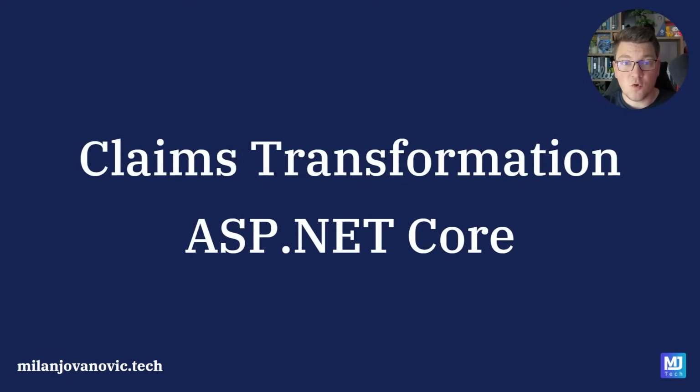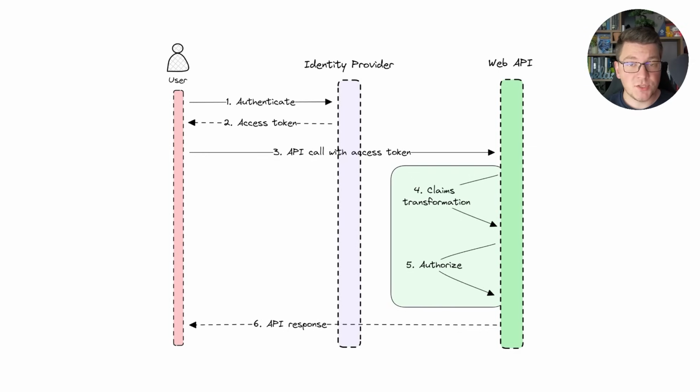Let's start with a quick explanation of claims transformation inside of ASP.NET Core. It's not uncommon that your system is going to contain a dedicated identity provider. An example of this could be Keycloak, which I use in my Clean Architecture and Modular Monolith Architecture courses. Another example could be using Active Directory or Azure Entra ID for authentication, and what all of these identity providers have in common is that you first need to authenticate with the identity provider, which is going to give you back an access token. And then you can use this access token to authenticate with your backend application.